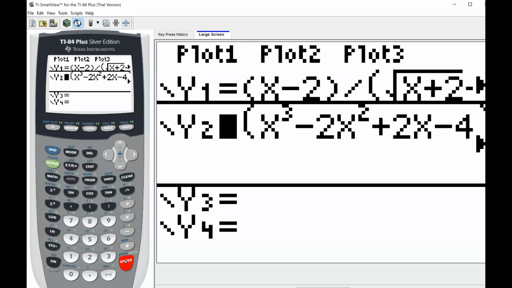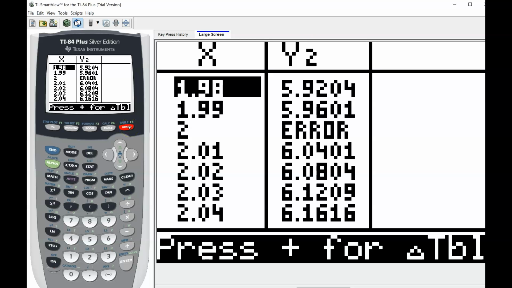I'm going to go to my table. Oh, I forgot. Yeah, the error is at 2. And I already had this set. That's the other thing too. If you kind of keep it, you just have to change where you start, because if this was a limit as it went to like 4, I'd want to change it to like 3.9.